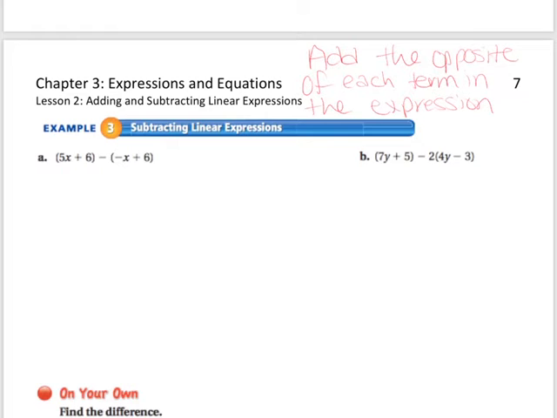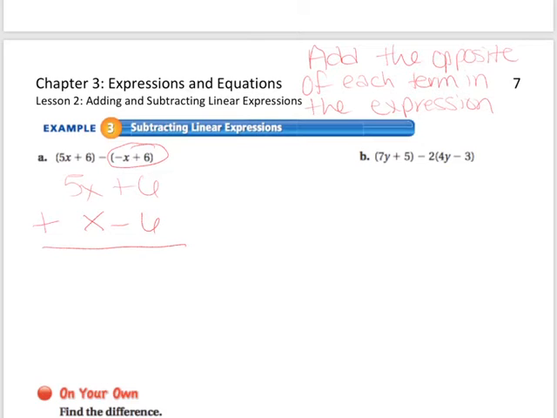So in A, I'm going to go ahead and use our vertical method. So we're going to have 5x plus 6, and we're going to add the opposite of everything that's in this expression. So we're adding the opposite of negative x, which is x, and then the opposite of positive 6 is negative 6. And then we're just going to add those together. And notice I wrote that out as x minus 6.